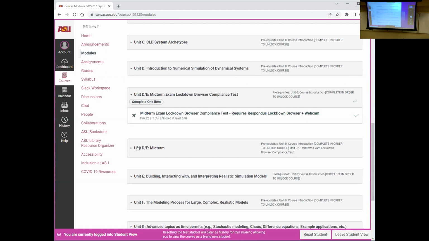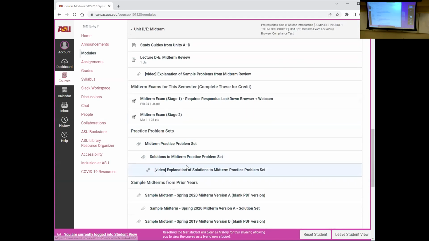And then once you complete that, you'll get access to this Unit DE midterm, which right at the very top has this study guides link, and that's got all of the learning outcomes and study guides from all the previous units. It's got the midterm review. Those are the slides I'm about to present. Towards the end of them there are some sample problems that might be helpful. And in case we don't get through all of them or you want more explanation, I've got a video that goes through each one of those.